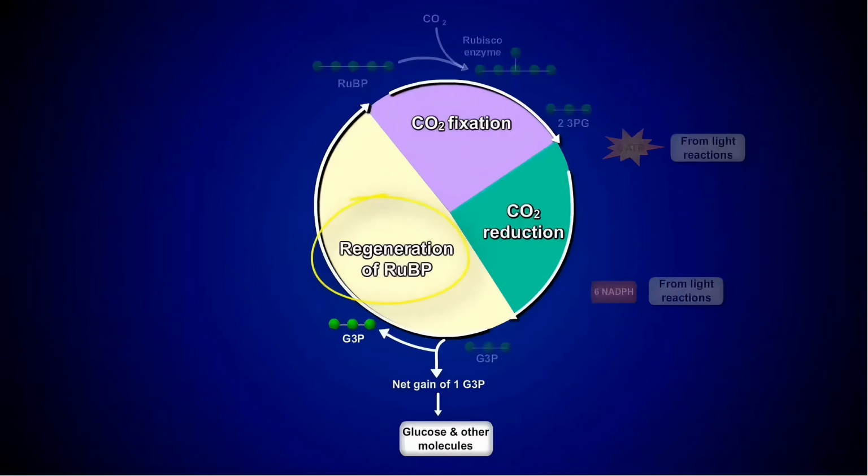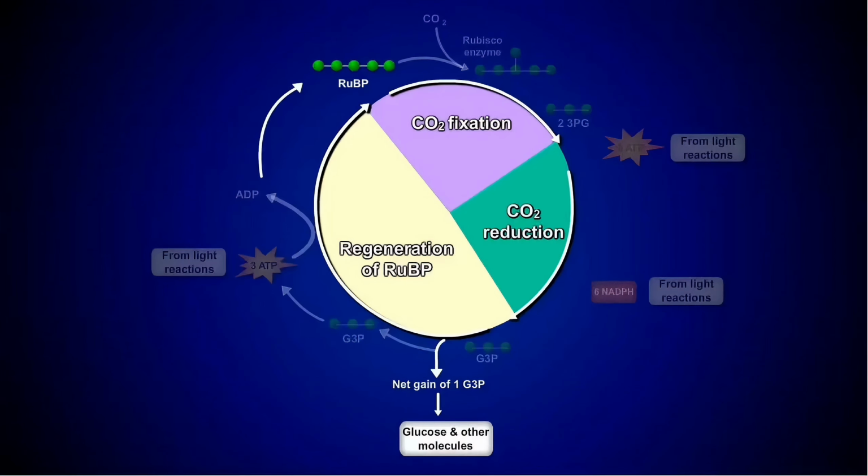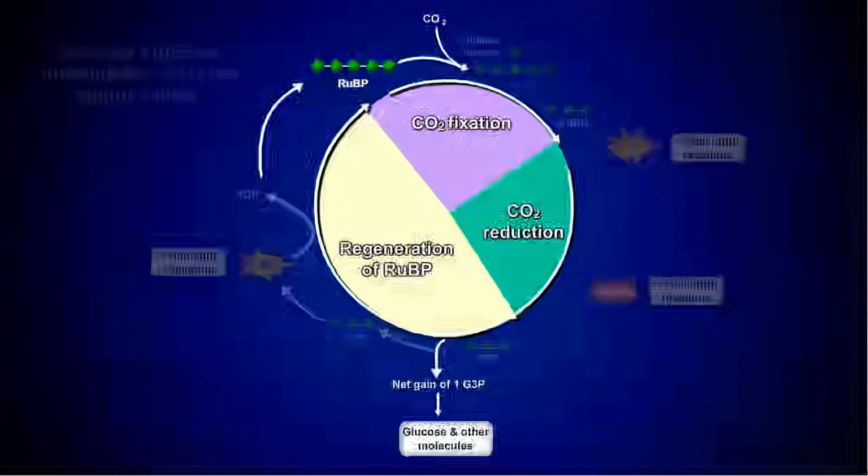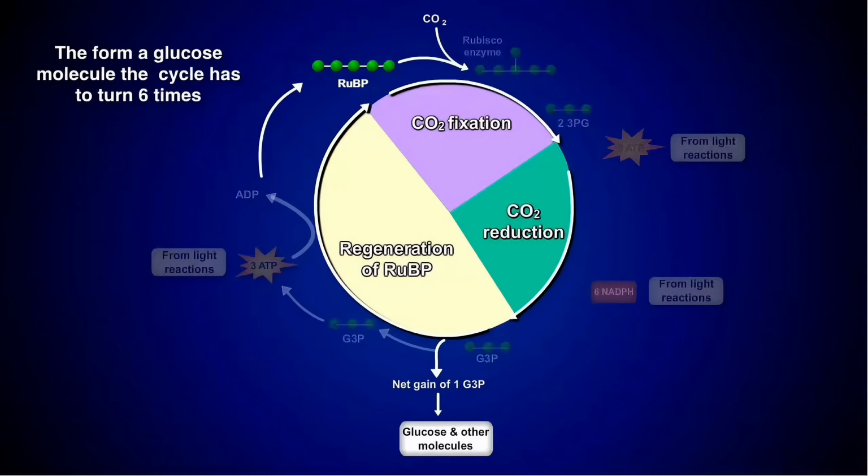Regeneration of RuBP. The cycle must regenerate RuBP, the molecule that combines with CO2, to continue the process. Out of the 6 G3P molecules formed, 5 are used to regenerate 3 molecules of RuBP. This step requires ATP to rearrange the carbon skeletons. Once RuBP is regenerated, the Calvin cycle can start over by capturing more CO2. It takes 3 turns of the cycle to produce 1 G3P molecule. To produce 1 glucose molecule, the cycle must turn 6 times, capturing 6 CO2 molecules.